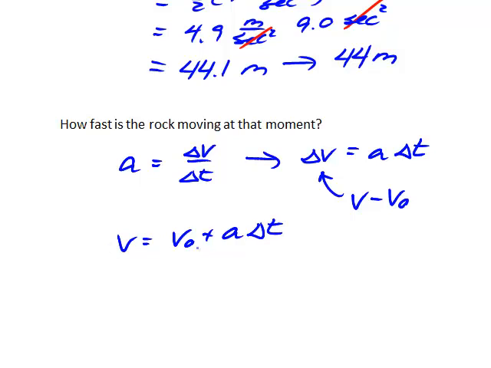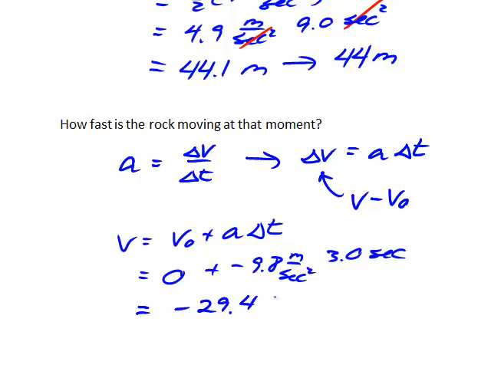The velocity is equal to the initial velocity plus the change in the velocity. Our initial velocity, however, was 0. Our acceleration is negative 9.8 meters per second squared, and our time was 3.0 seconds. This gives our velocity as negative 29.4 meters per second. Units seconds here cancels the square of the seconds on the bottom. And because we only have two significant figures, that's negative 29 meters per second. The rock is moving 29 meters per second in the downward direction.